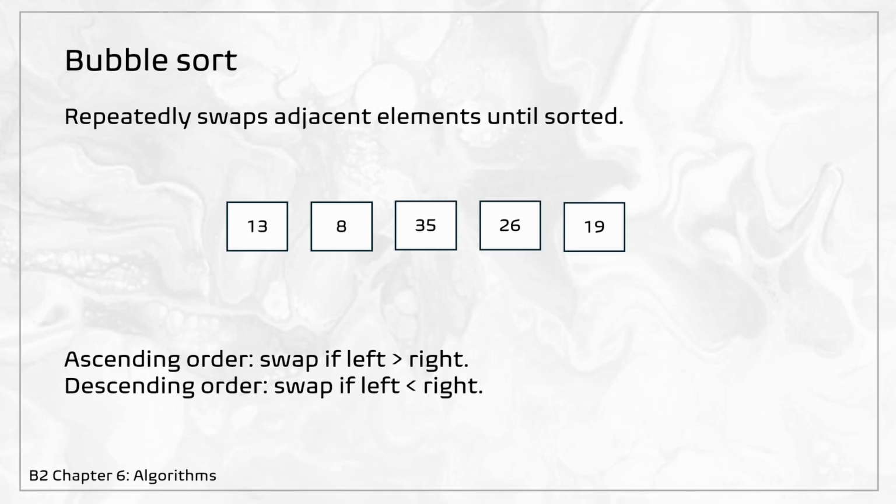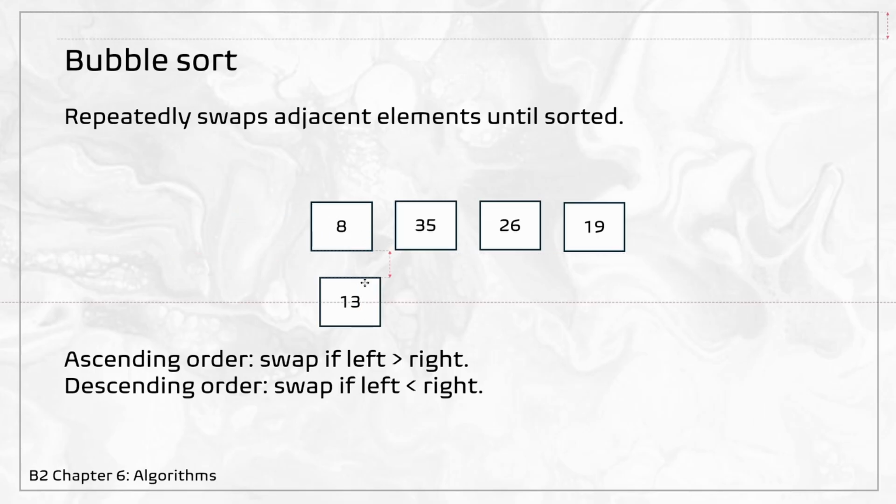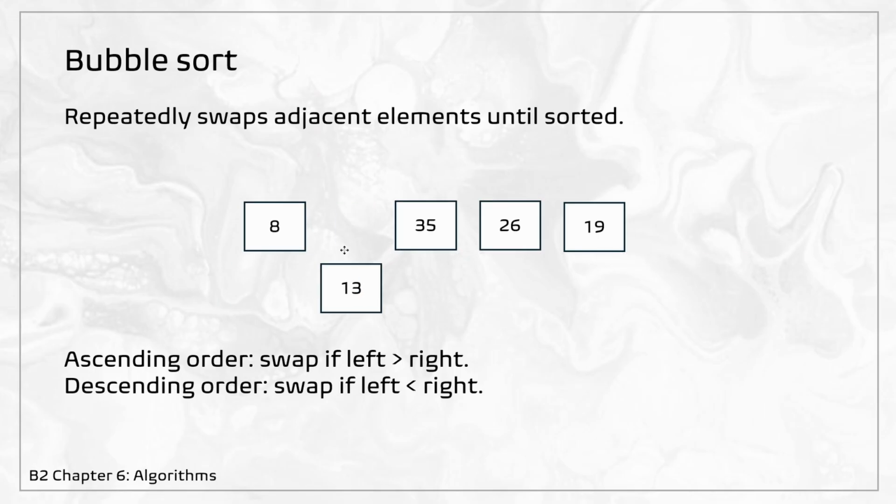The first sorting algorithm is bubble sort. Bubble sort works by repeatedly swapping adjacent elements until the array is sorted. Let's say that we want to sort this unsorted array in ascending order. So we start from the left, and we start with these two adjacent elements. So we ask ourselves, is this element greater than this element? In this case, since 13 is bigger than 8, we swap these two elements around like this.